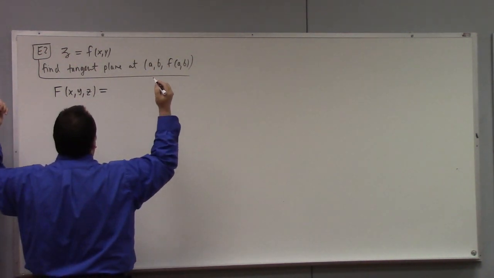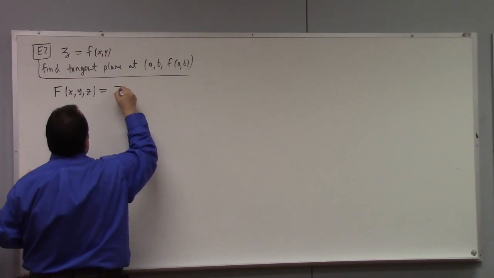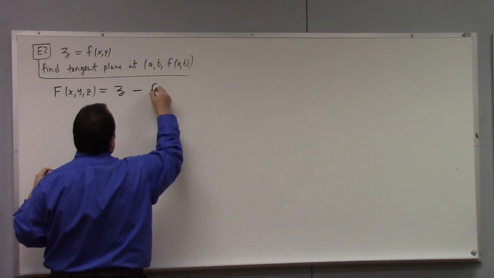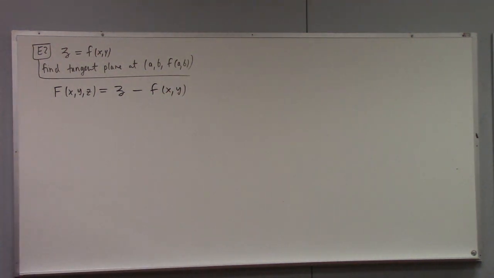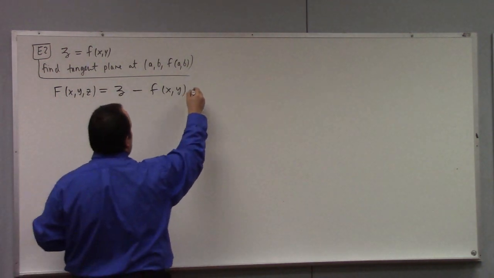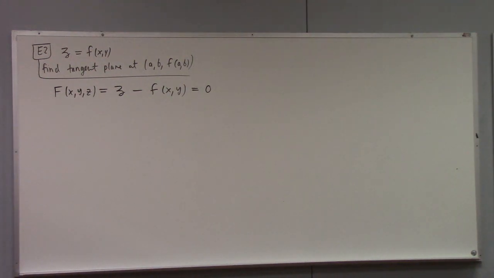What do you want? I'm impatient. You just do z minus f of x, y. And you want that to be equal to what? Equal to 0, right? If you do that, then the solution set to that equation is exactly the graph, right? So the difference between a level surface and a graph is really not so much. That's not true. Can you make the sphere a graph?